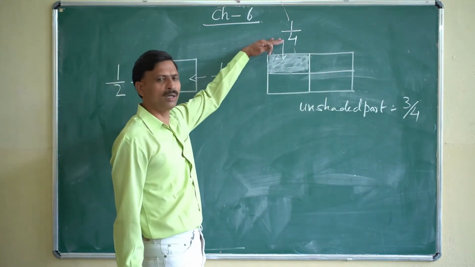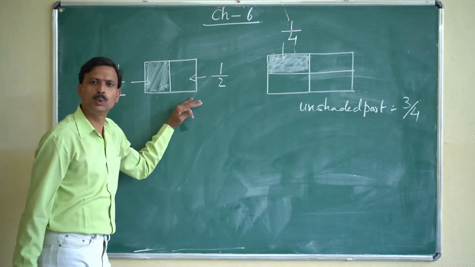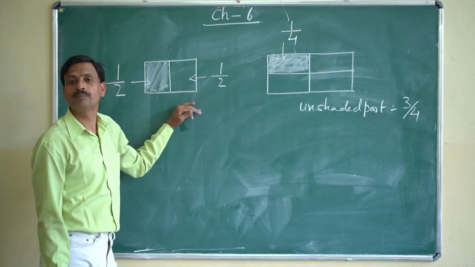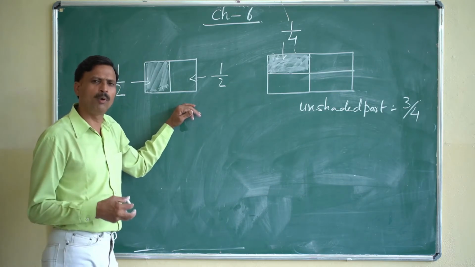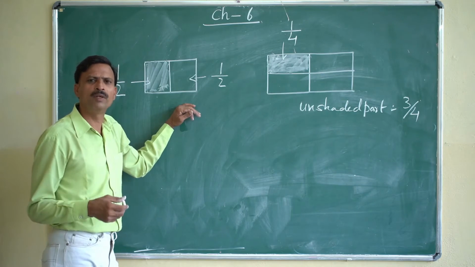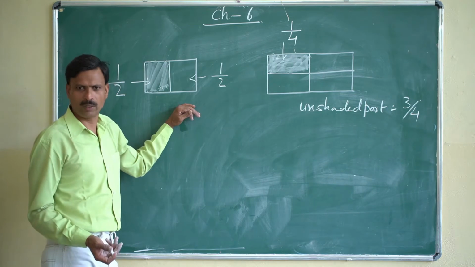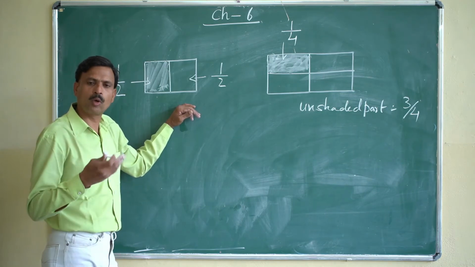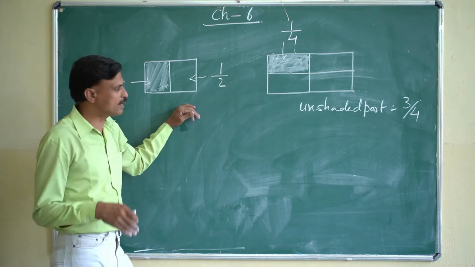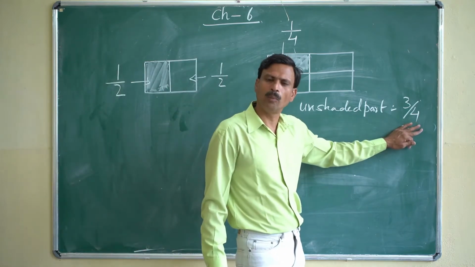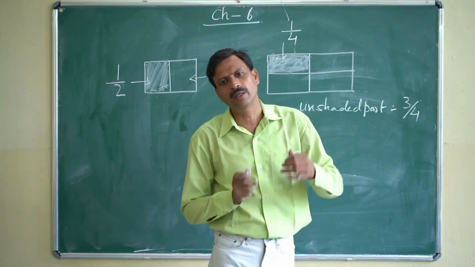So these type of numbers like 1 by 4, 3 by 4, 1 by 2, these types of numbers are actually called the fraction. So how do you define it? The fraction is a composition of upper number and lower number. This upper number is called the numerator, and the lower number is called the denominator. So fraction is a composition of numerator and the denominator.